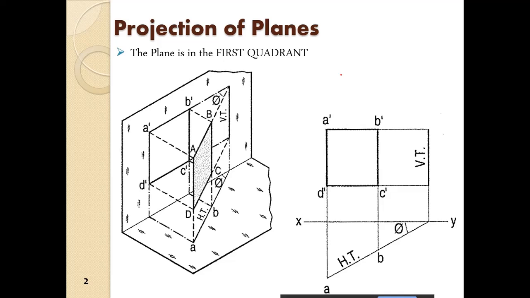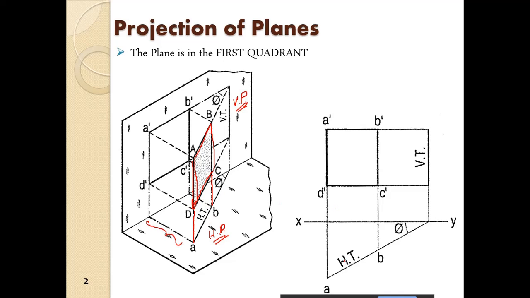We have already discussed. So just for a brief introduction, this is a plane ABCD, and ABCD is inclined to the vertical plane at an angle phi, and it is perpendicular to the horizontal plane. So to draw that, these distances and this angle and all this will be given.